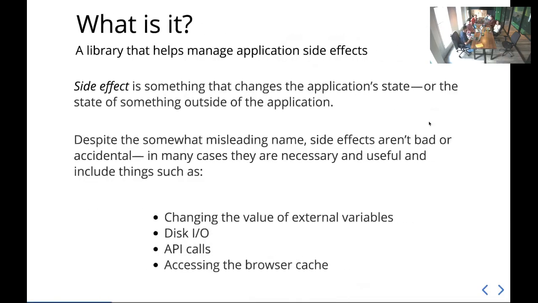So what is Redux Saga? The official definition is that it's a library that helps you deal with side effects. So what are the side effects that I keep hearing about? The term is a little bit misleading. They're not really a bad thing. They're just things that have to happen as part of what you do with your app. Some examples are changing values in external variables, API calls, accessing browser cache, things like that.